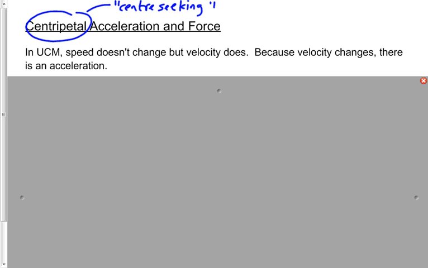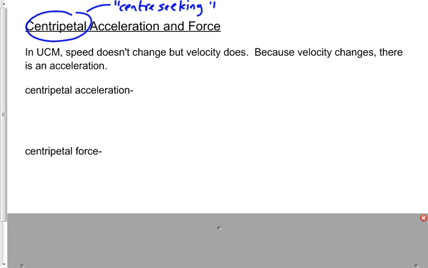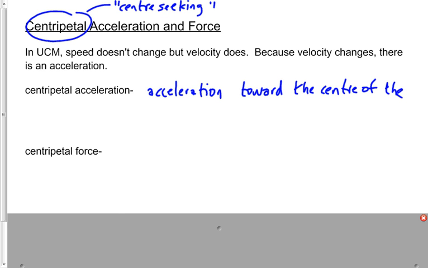The center. If the force is toward the center of the circle, and it's got to be because my hand is what's causing the force, then the acceleration has got to be toward the center of the circle as well. So we have two things now. An acceleration, a centripetal acceleration, that is the acceleration directed toward the center of the circle. And then, of course, we have the centripetal force, which is the force that's directed toward the center of the circle.